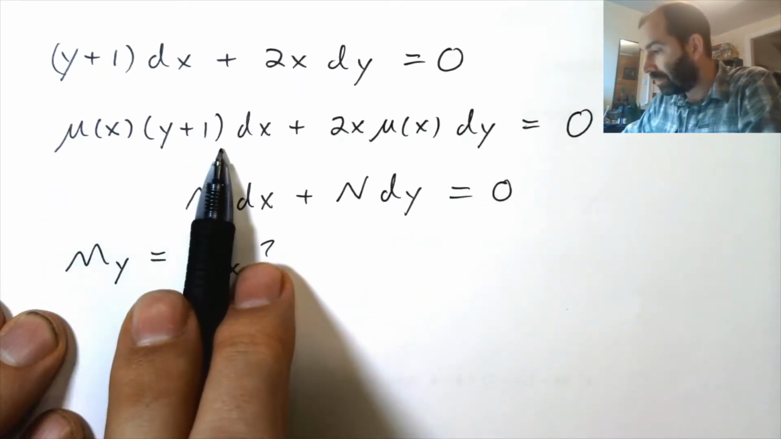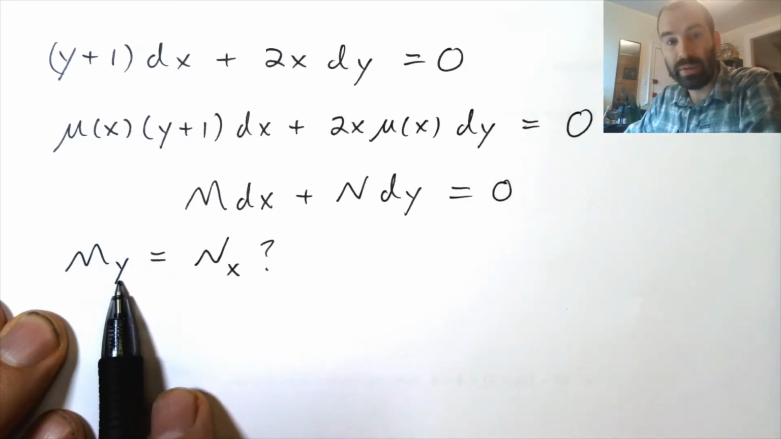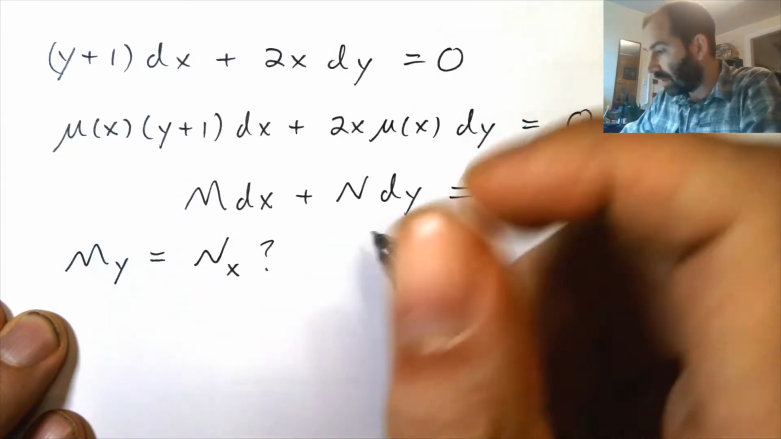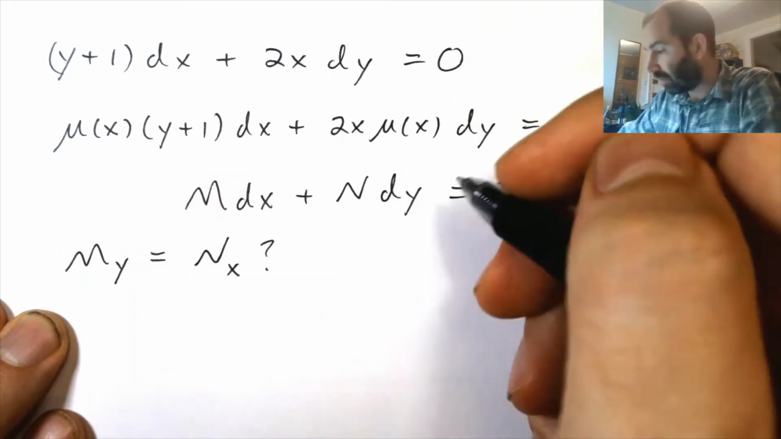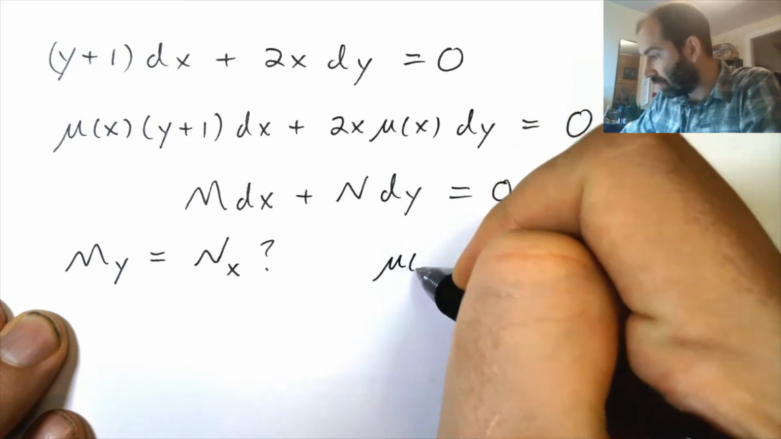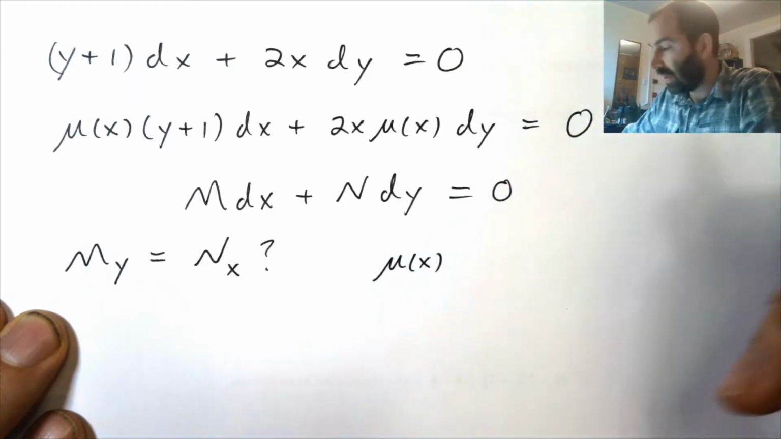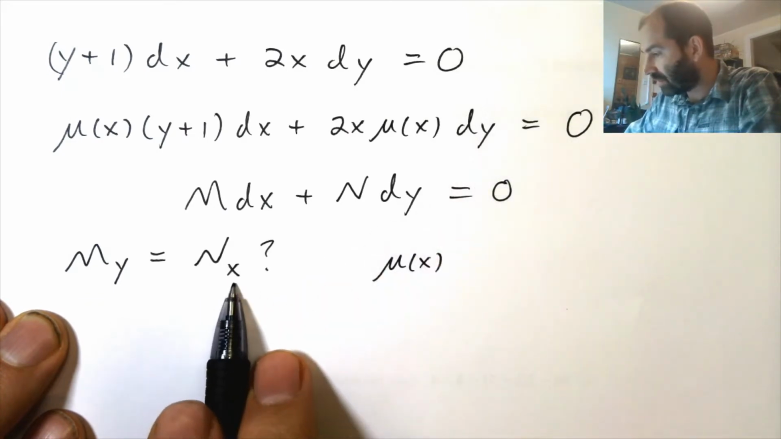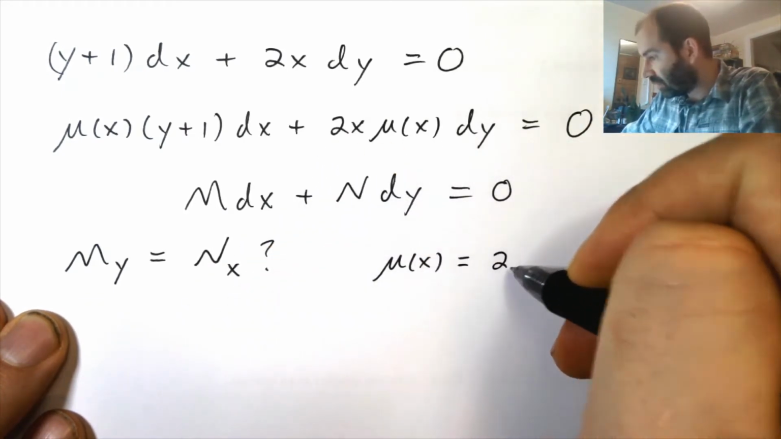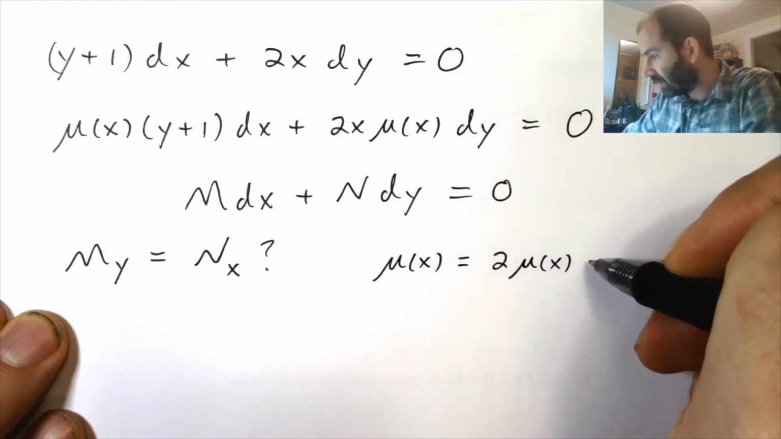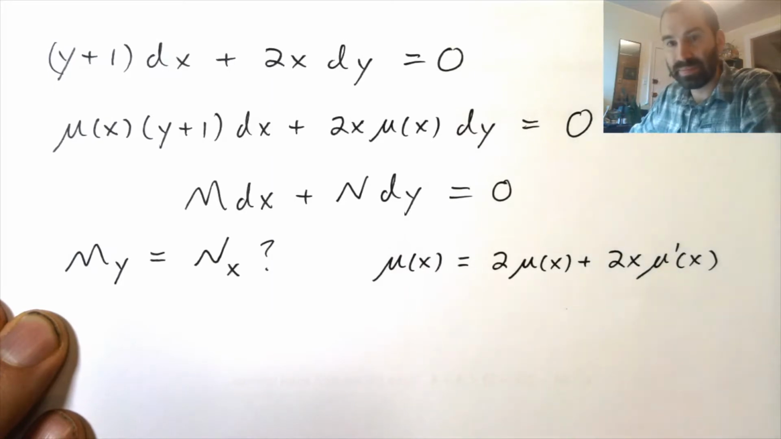Okay, so let's check this. Here's our M, so we're going to take the y derivative of M. That's easy because this is just a linear term in y, so the y derivative of M is just mu of x. Now, what about the x derivative of N? I have to take the x derivative of this. Well, that's 2 mu of x plus 2x mu prime of x.